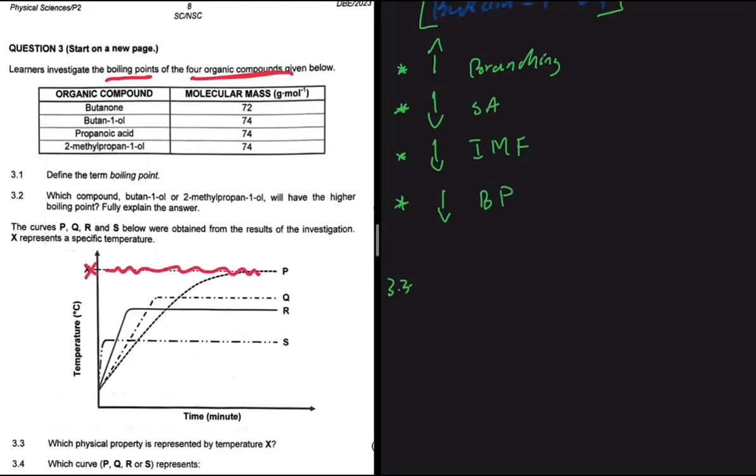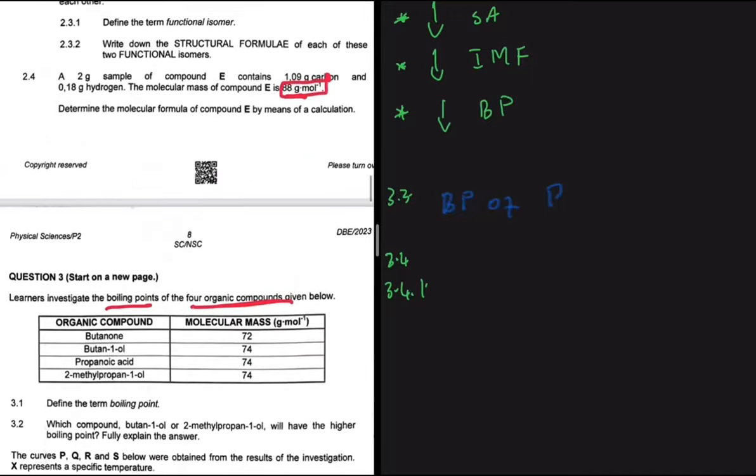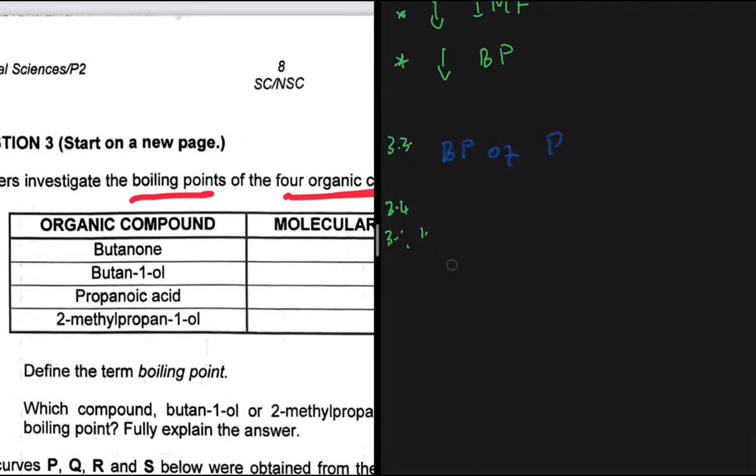So what can you say the answer to 3.3 is? We're investigating the boiling point of these 4 compounds. That is the boiling point of P, right, from our investigation. And then 3.4, so we have 3.4 and 3.4.1, which curve P, Q, R, or S represents butane. So let's take a different approach. So the first compound we have here is butane, right? Before we answer 3.4.1, let's do this first. So we have butane, and we know that the intermolecular force there is dipole, right?